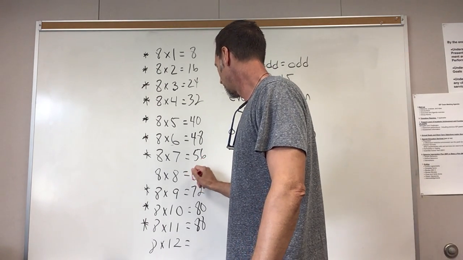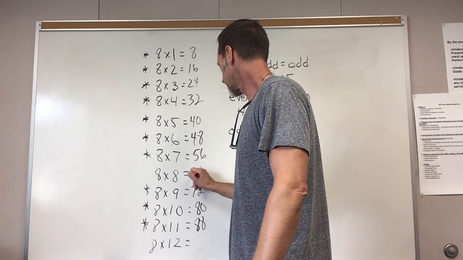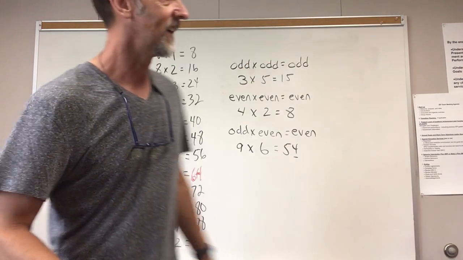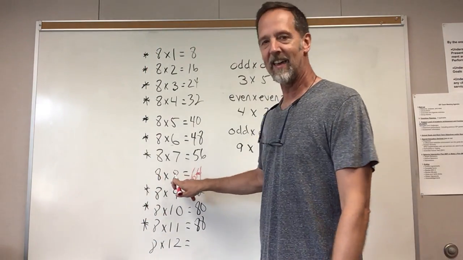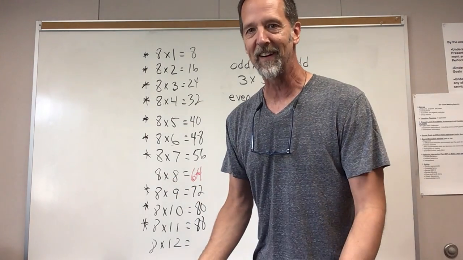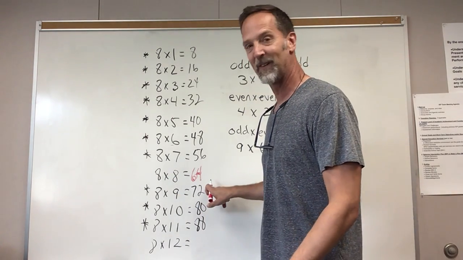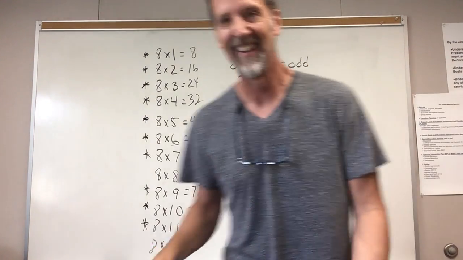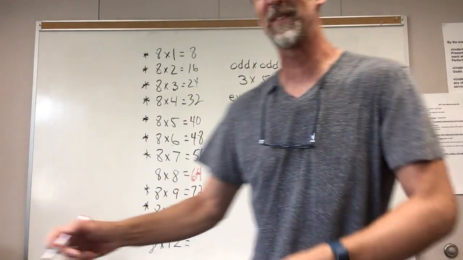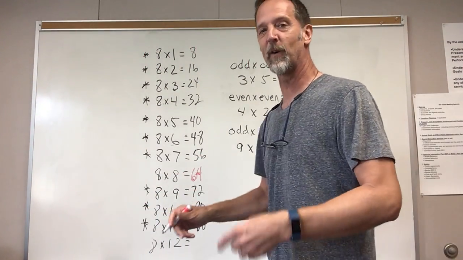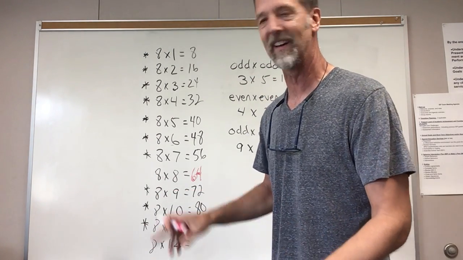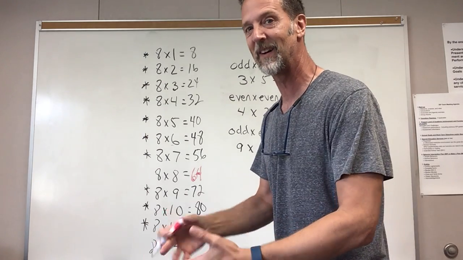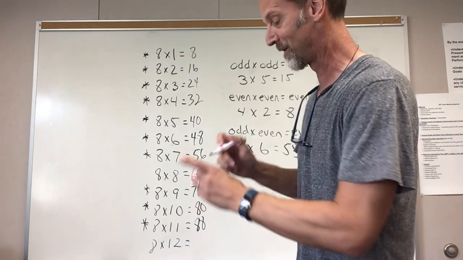You ready to know how you're going to remember that? Ready? 8 times 8 is 64. I ate and got sick on the floor. Sick on the floor. 64. You won't forget it. I promise you won't forget it. 8 times 8 is 64. I ate and got sick on the floor. 8, sick on the floor. 8, 64. I promise you'll remember it.